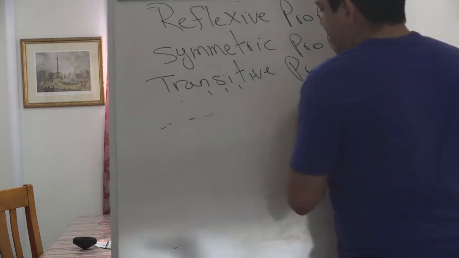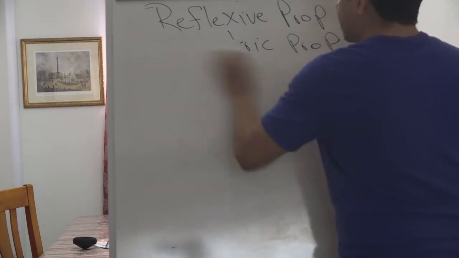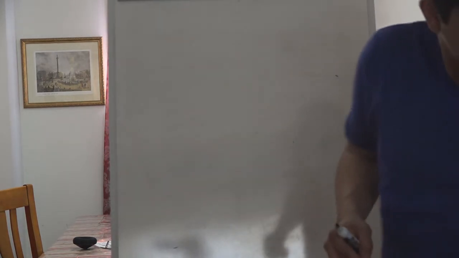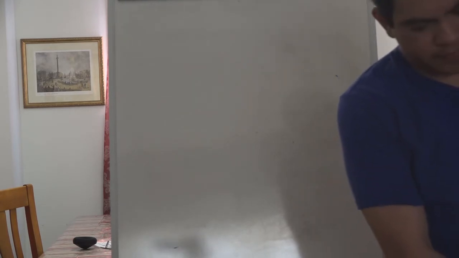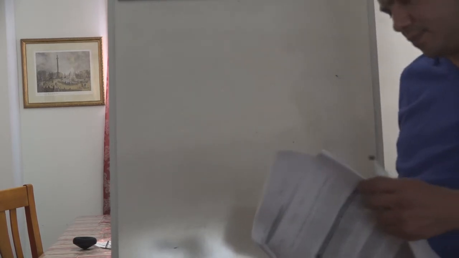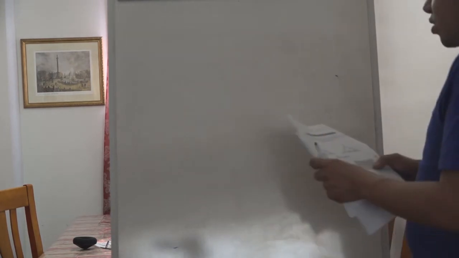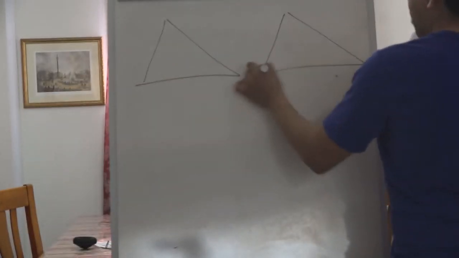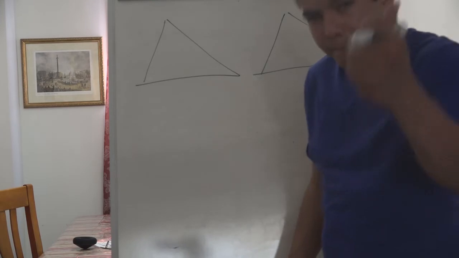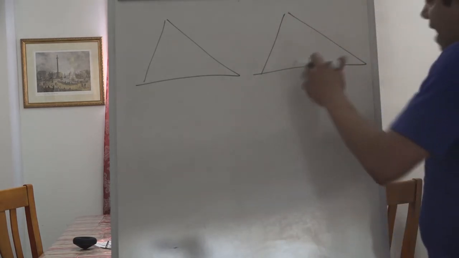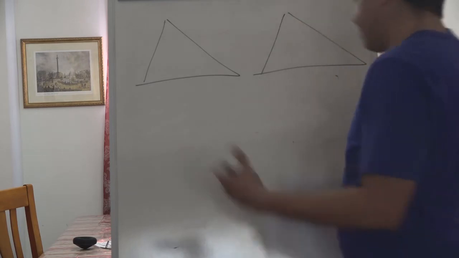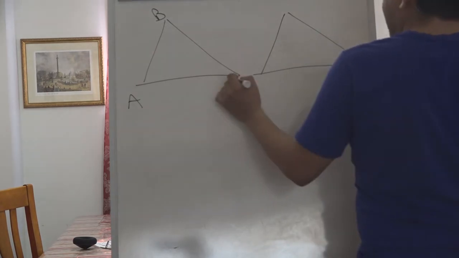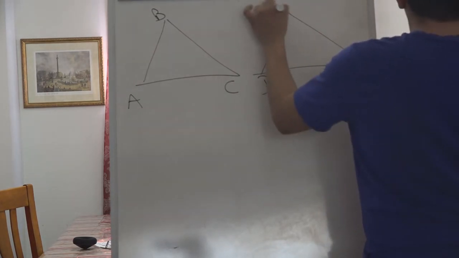All right, so let me erase this, because now we are going to prove triangles congruent. Now, there are different ways of proving triangles congruent. This is on your handout, by the way. So let's say you have two triangles. They have the exact same measure, they have the exact same angles, they have everything. That's why they are congruent. So let's call this A, B, C, D, E, and F.